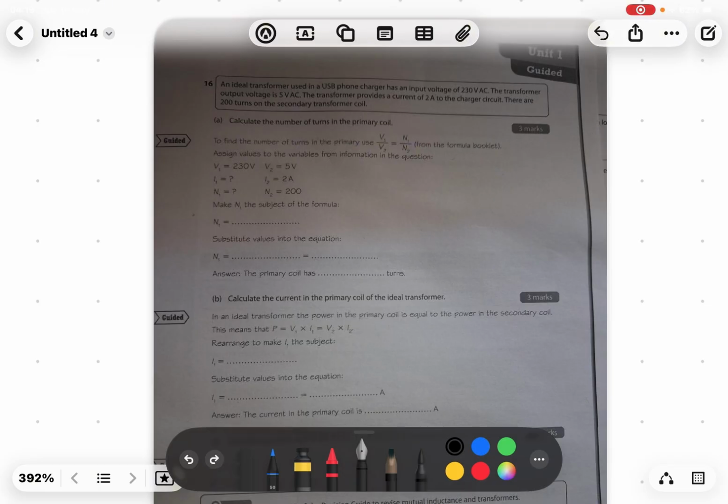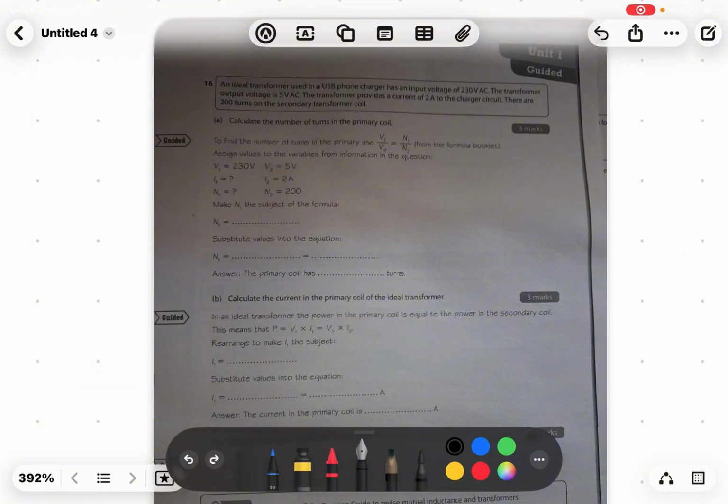So it's basically the question that we did before with the water thing, but here we do it slightly differently. Over here we're asked to calculate the number of turns in the primary coil. Primary is the first one, and if it would be the second one, it would say secondary, I'm pretty sure. So we know that these two are equal, it's also equal to I1, but that doesn't matter right now.